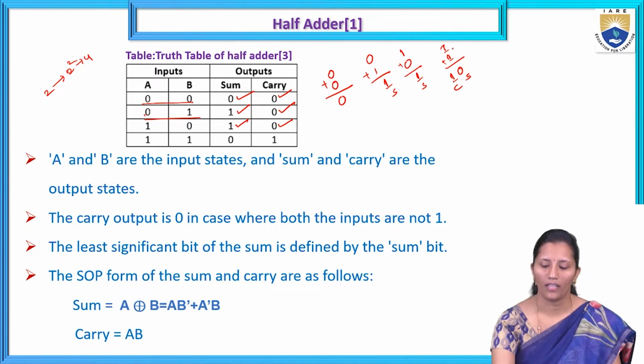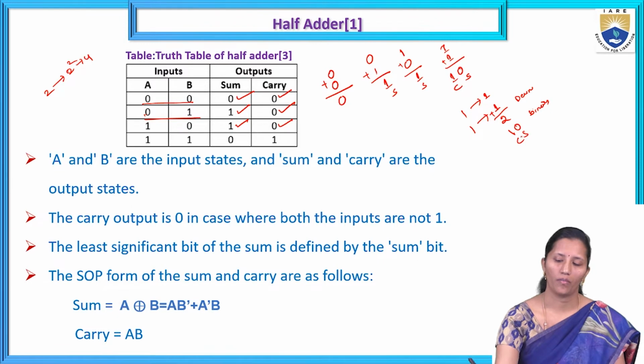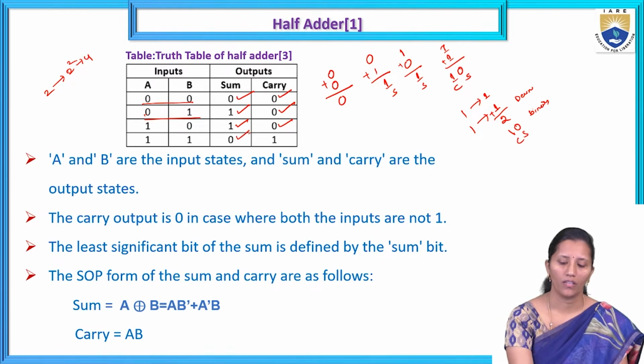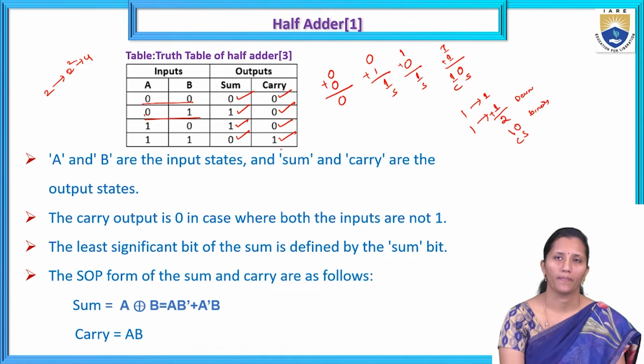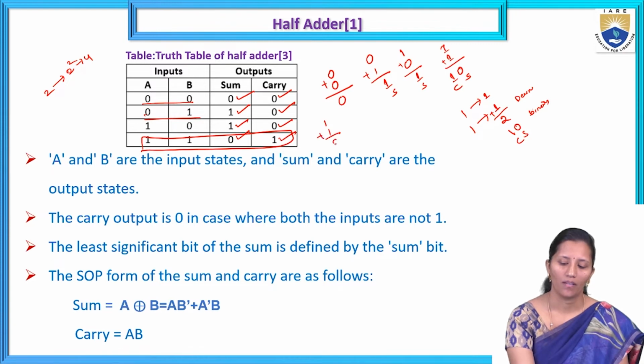So if we take the decimal equivalent of 1 plus 1, it is 1 and 1. If we add these two, we are going to get 2 in decimal. So 2 will be represented as 1, 0 in binary. So this 0 is sum, carry is 1. So if you can remember like this also. So sum is 0, carry is 1. So 1 plus 1, we have to remember, sum is 0, carry is 1.